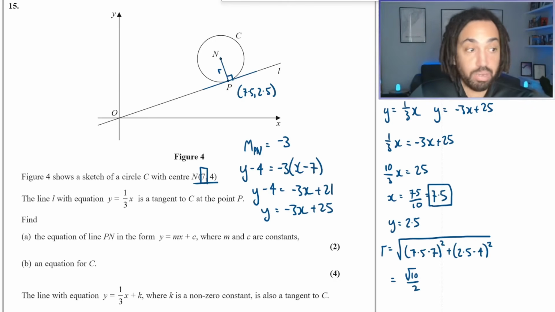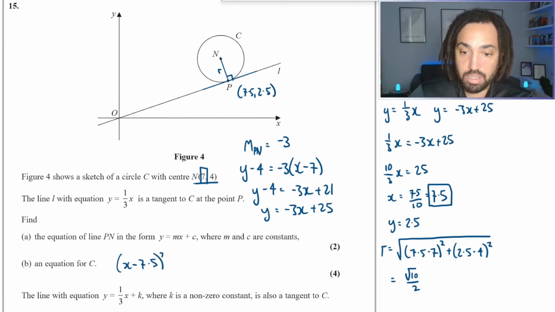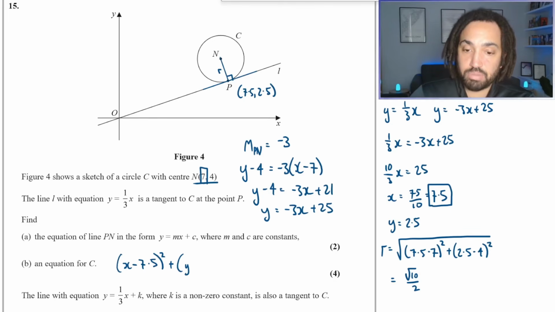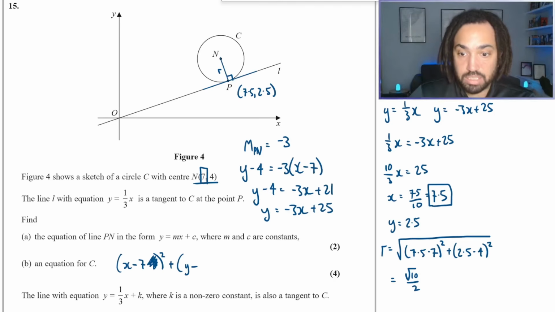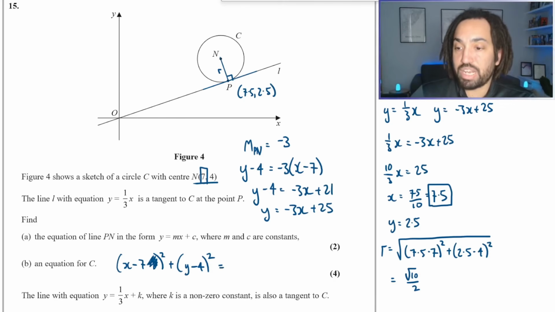And therefore, my equation for C, and the equation for a circle, is x minus the centre x coordinate, which is, sorry, it wasn't 7.5, it was just 7. Let's just cross that out. x minus 7, squared, plus y minus the centre point, which is 4 in the y, squared, and that's equal to the radius squared, and when we square the radius, it gives us 5 over 2.